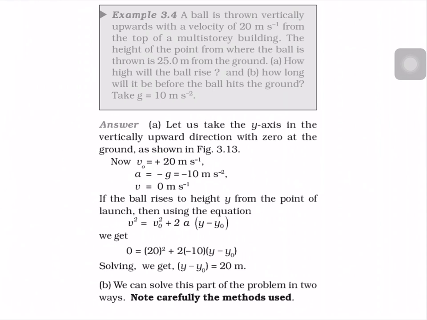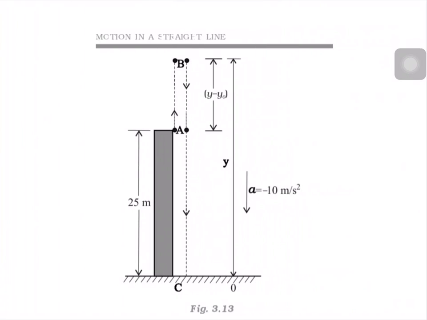So we can solve this part of the problem in two ways. In the second way, you can see that the total time taken can also be calculated by using the coordinates of the initial and final position of the ball. So, with respect to the origin, we choose the equation y equal to y naught plus v naught t plus half a t square.